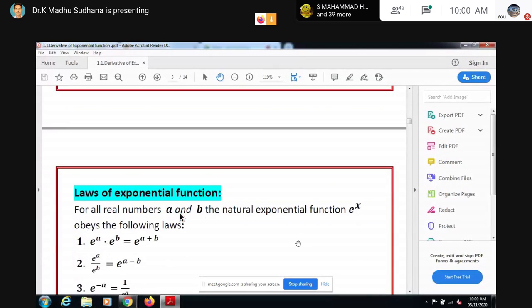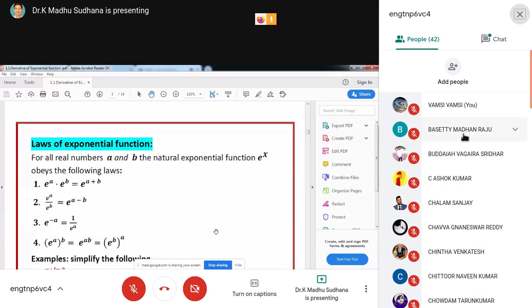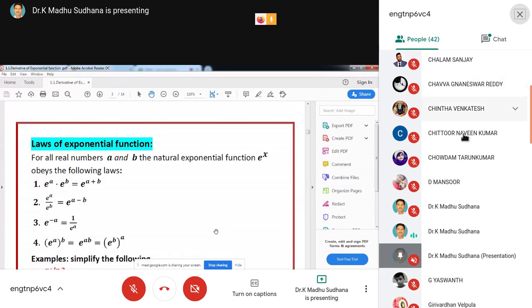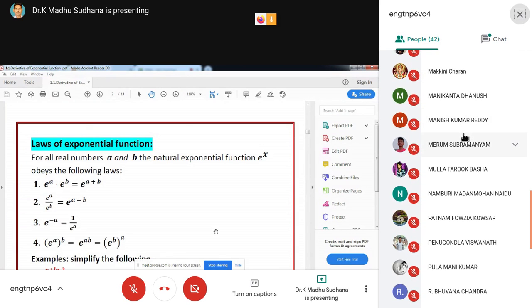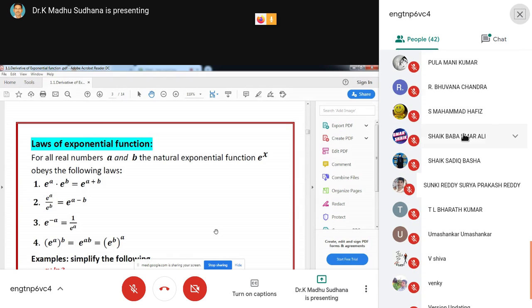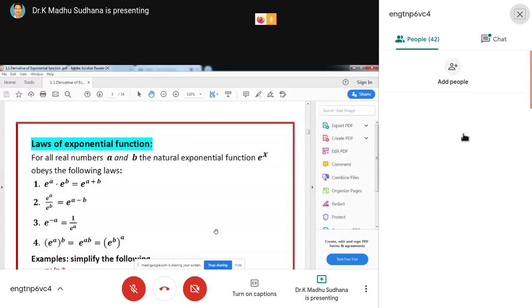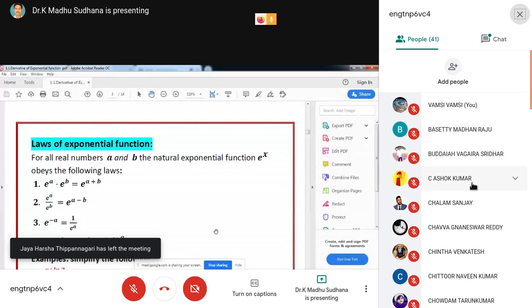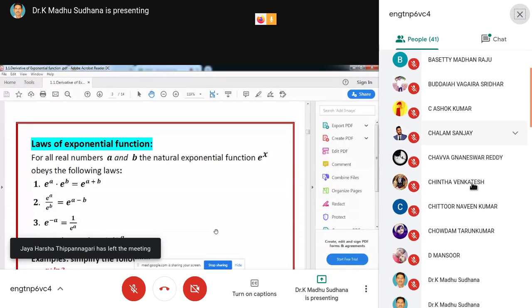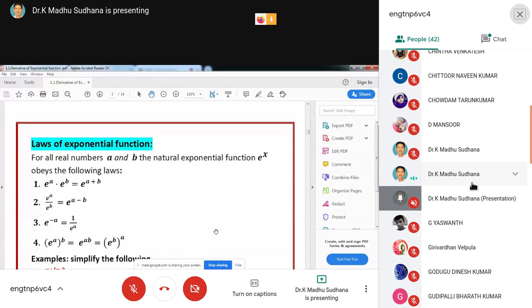Okay, thank you. So next one is laws of exponential function. Don't worry about this. These are all basic things in this module. From next time onwards, we'll see one by one. If you get any doubt, I'll write on paper and show it to you. No problem. In the meantime, if you get any doubt anywhere, just unmute yourself and ask me. You are always welcome to ask your doubts. If you ask me doubts, I will feel very happy.